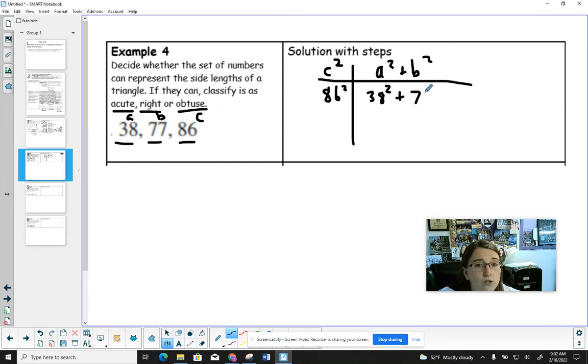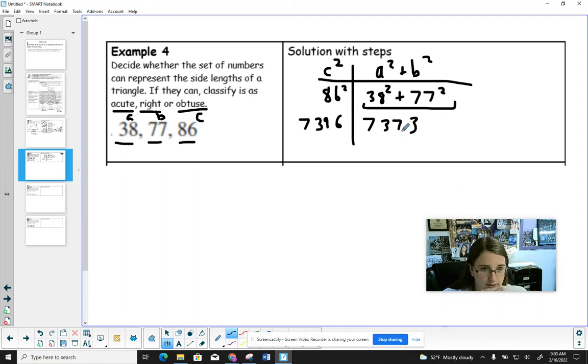Be very careful that we're squaring this, right? 38 squared, 77 squared. Take a second in your calculator and get what these things are. What's 86 squared? What's 38 squared plus 77 squared? Okay, so we got some big numbers here. 86 squared is 7396. And I'm going to just do this all together to save myself some time. This is 7373. Okay, so now we need to compare them.